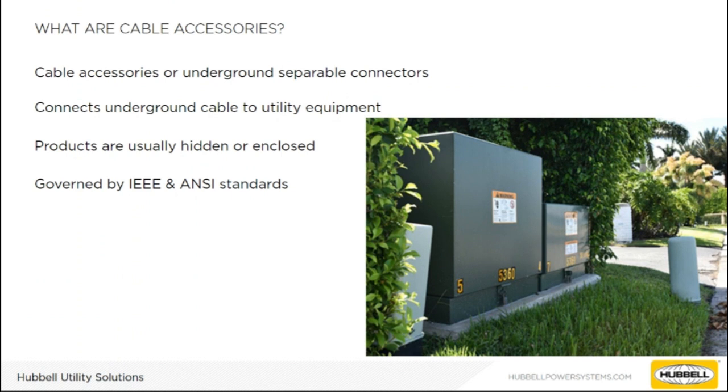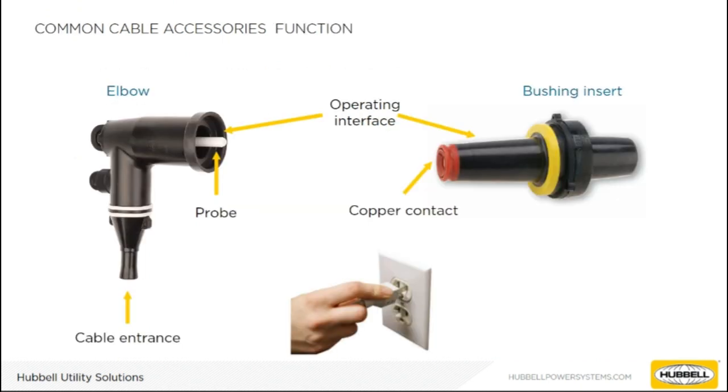When the cable comes from underground, there needs to be a way to connect to the transformer or switchgear. This is the job of cable accessories. These products are designed for utility line workers to safely work around and operate. There are many types of underground separable connectors.